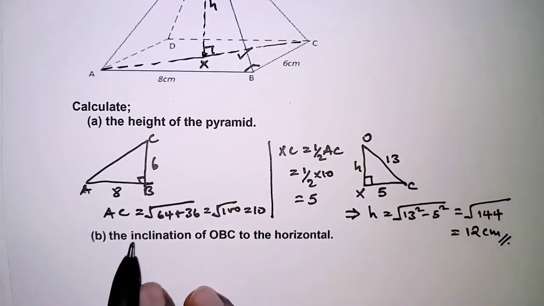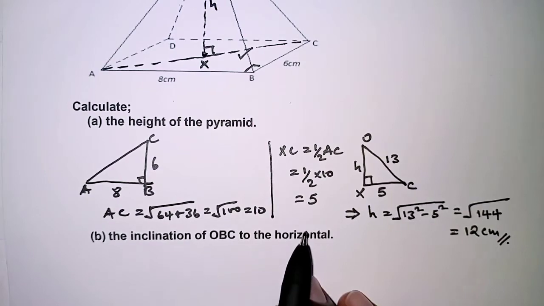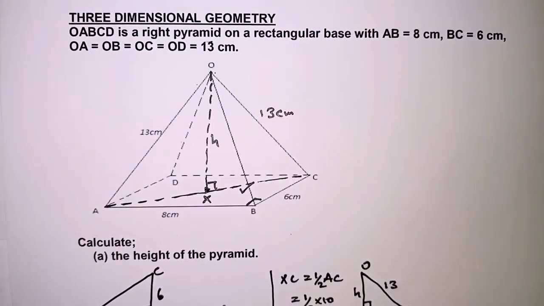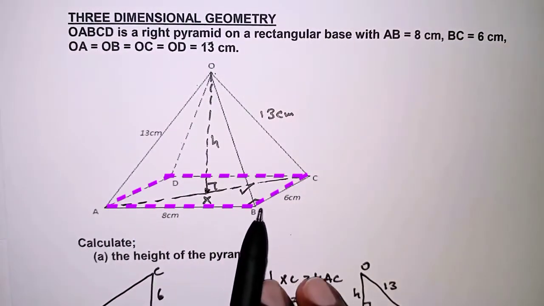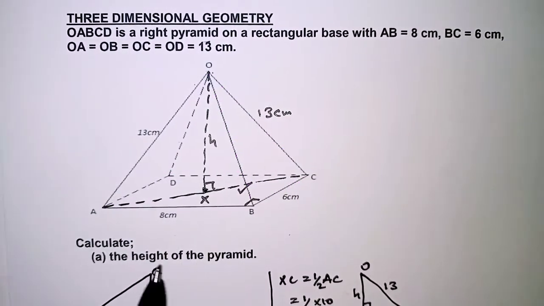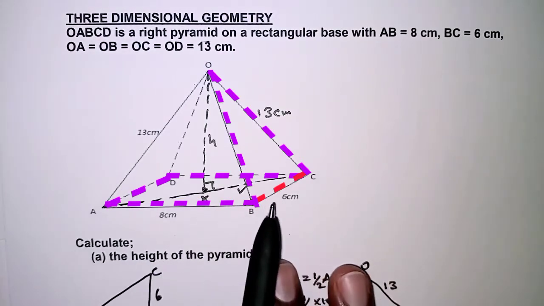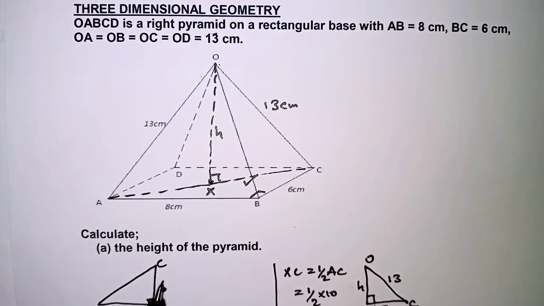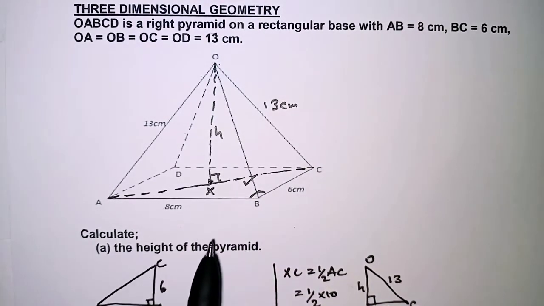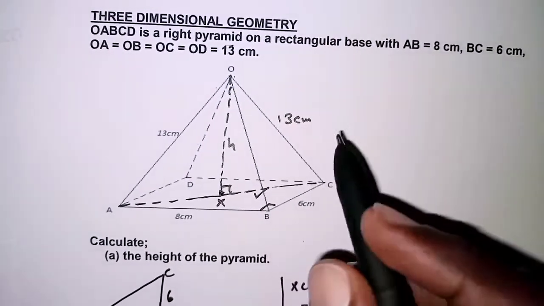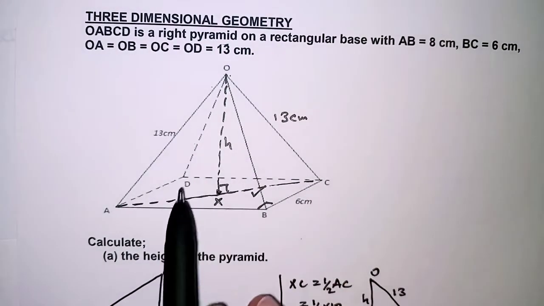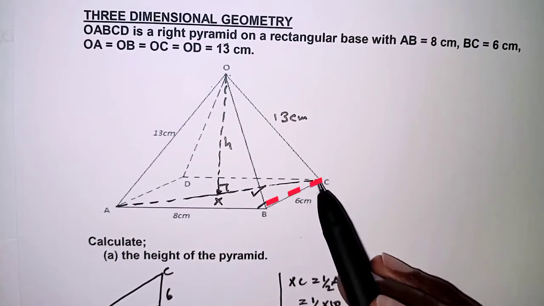Next, we are required to get the inclination of OBC to the horizontal. That is the angle between plane OBC and the horizontal. The horizontal is the base ABCD, and we have OBC. So we have two planes inclined to each other. The angle of inclination between the two planes is simply the angle between the following lines. Remember, plane OBC and plane ABCD meet along the edge BC.